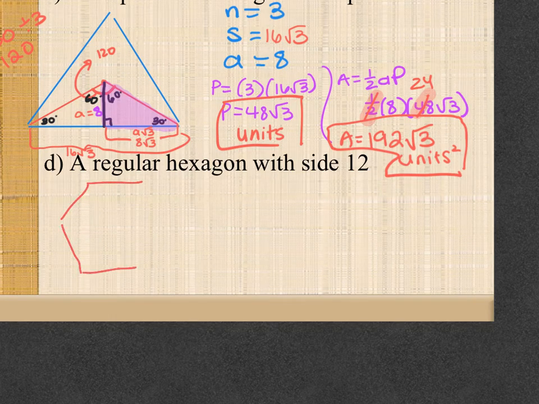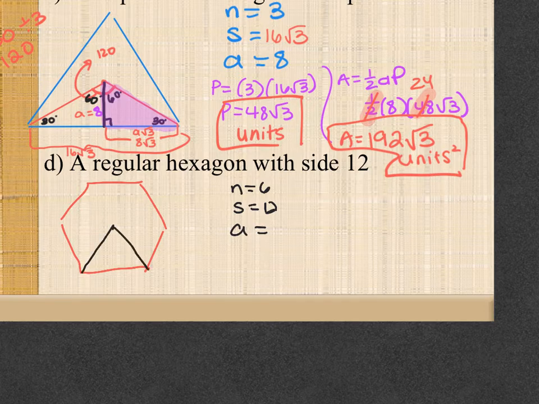1, 2, 3, 4, 5, 6. This time they're giving me the side length. So number of sides is 6. Length of each side is 12. I don't know the apothem this time. I'm going to do the same thing I did before. Draw my central angle. We already know the angle at the top would be 360 divided by 6, 60. Then we cut it in half with the apothem. 30, 60, 90.